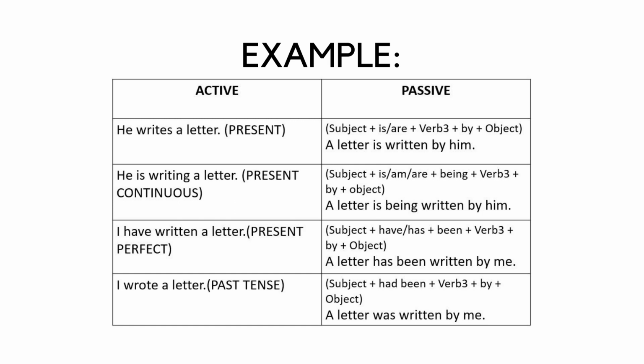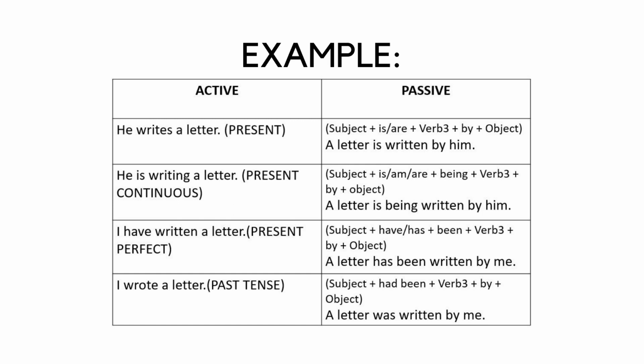Let us see the third example. I have written a letter. This is a sentence in simple present perfect tense. Subject, here the letter is mentioned first in the passive form. Has been written is followed by that, and at last we have the object, that is by me. So the sentence in the passive form can be read out as a letter has been written by me.